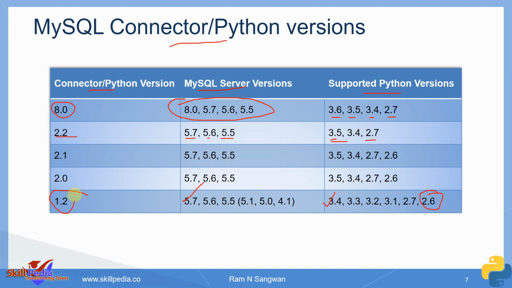So this compatibility table of connector version and MySQL version is very important to help you understand which MySQL version we are using, which connector version we are using, and whether it will be supporting this Python version or not. This table will help you in assessing that.